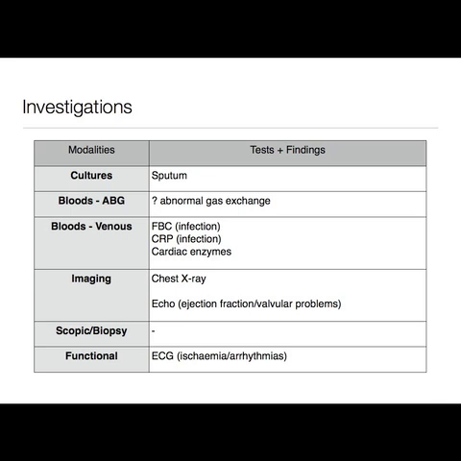Now you have a stable patient, you'll want to investigate for the cause or the insult that led to the precipitation of acute left ventricular failure. You'll certainly want to do some bloods, both arterial and venous. You'll probably do quite a few venous bloods, but specifically you'd be interested in infectious markers such as white cell count and C-reactive protein, and also cardiac enzymes, for example, the troponins.